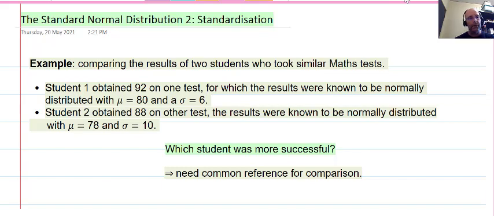Hey, welcome back. We're looking at our second video here on the standard normal distribution. We're looking at standardization and unpacking this idea a bit further.